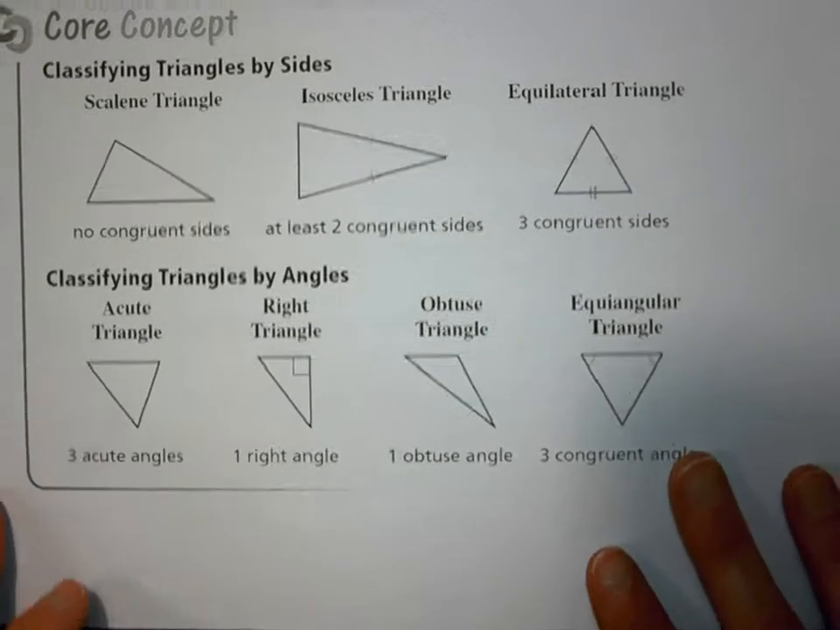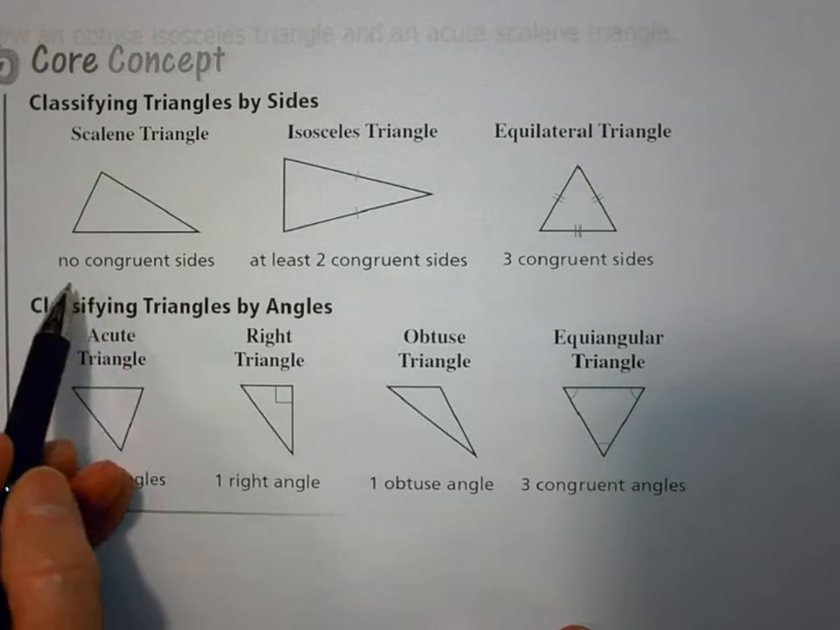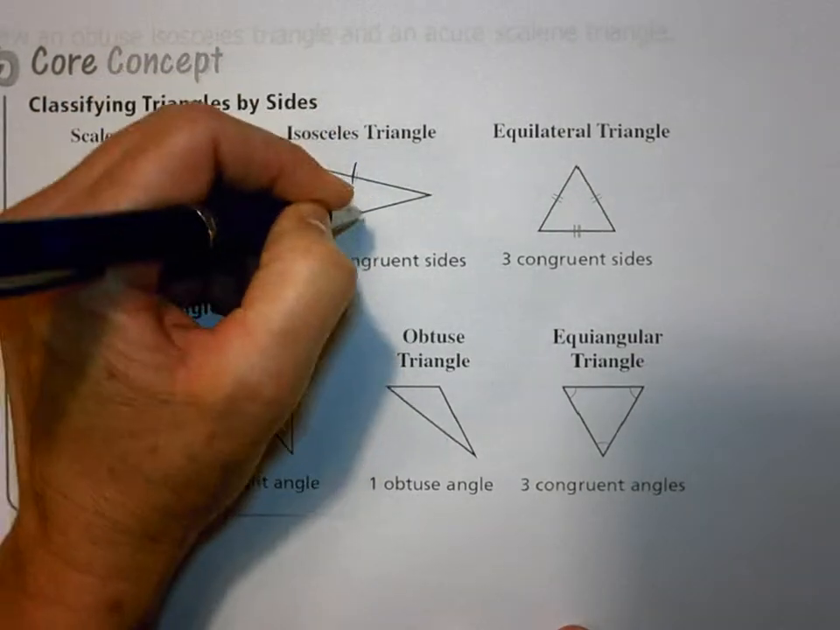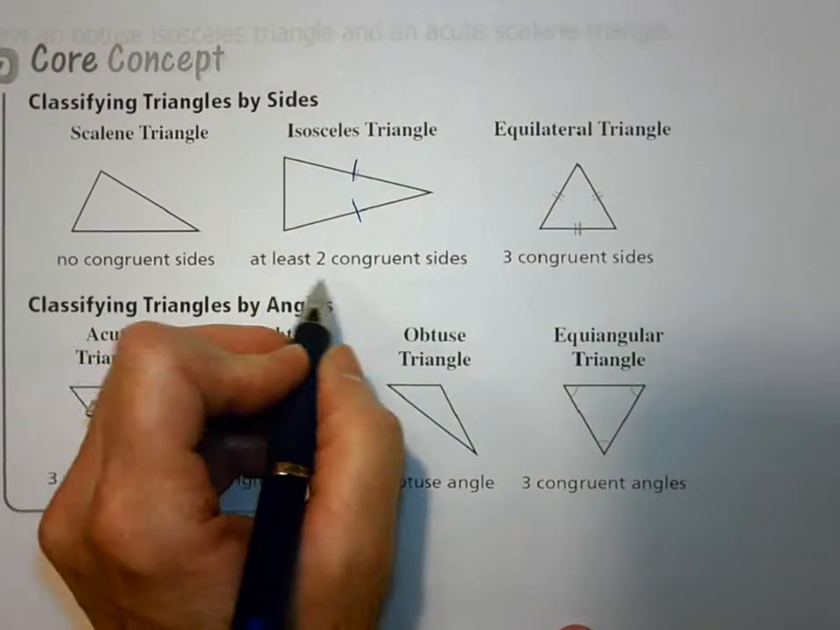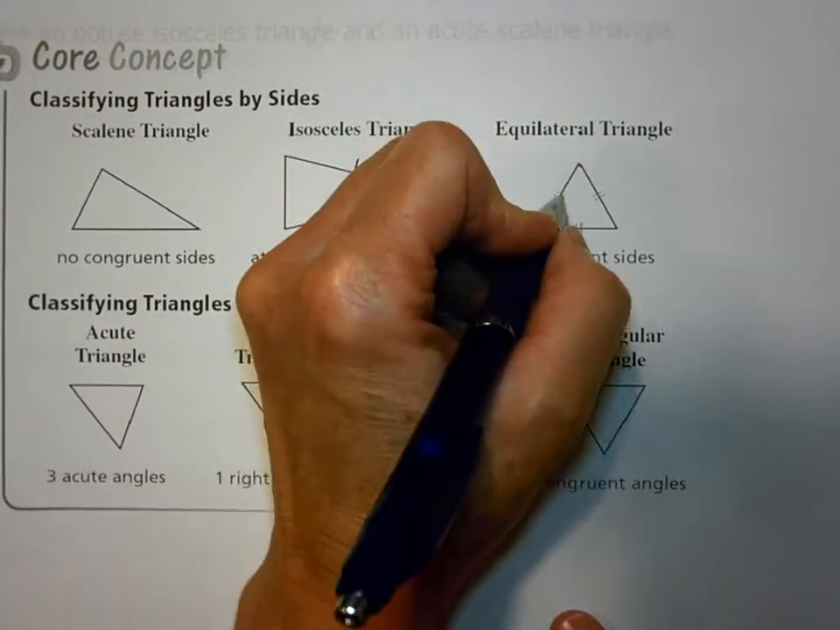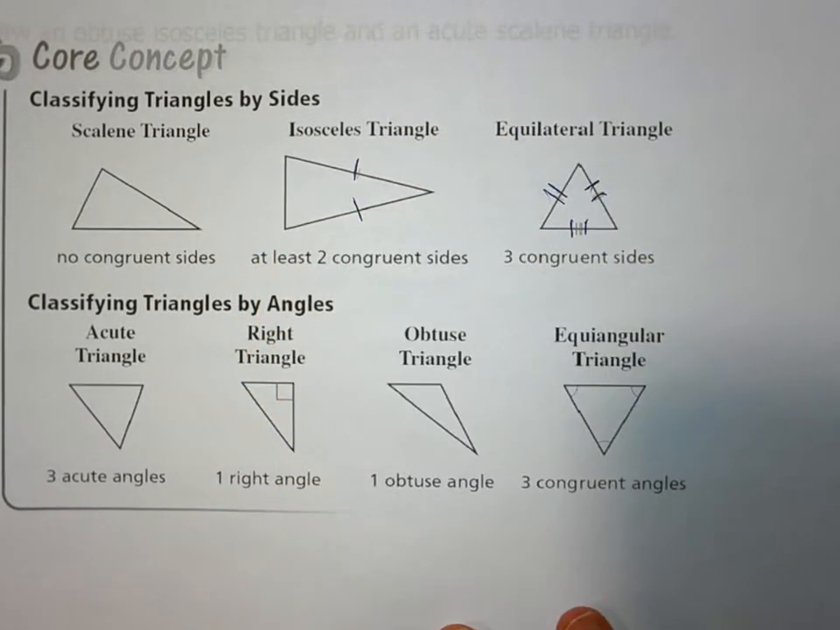So next thing, again, we're going to classify. This is part of the instruction. All of these terms should be familiar to you. Please keep in mind scalene just means all 3 sides are different. Isosceles means 2 sides are congruent. At least 2, you could have the 3rd side also, it would still be an isosceles. And then equilateral means all 3 sides are the same measure.